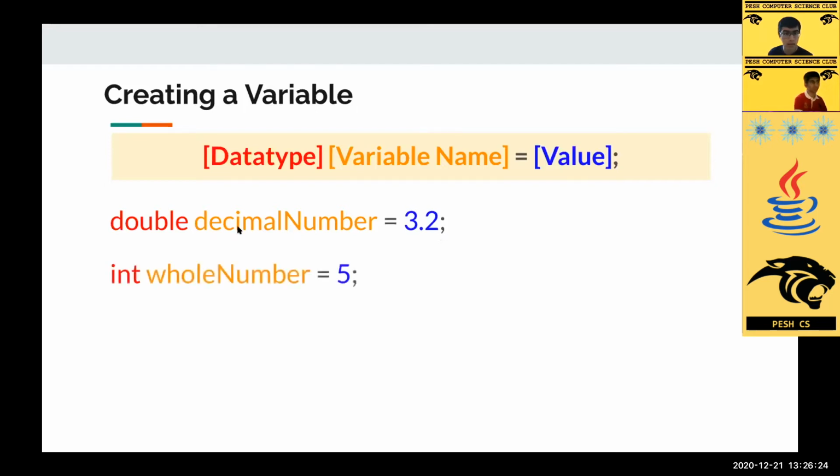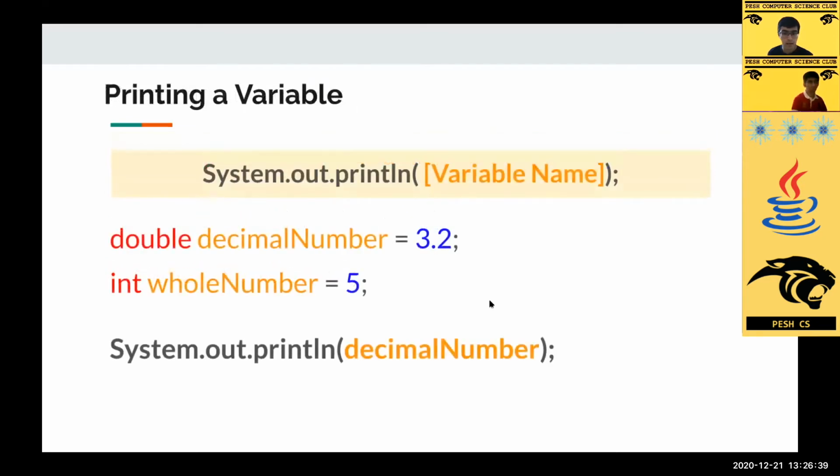Okay. And if you wanted to create an int variable, we have int, which is the data type. And this tells Java that we're going to be storing an integer inside of a variable called wholeNumber. And the value we're giving it is 5. And just like how we did with the Hello World program, we can print out variables by saying System.out.println, and inside we can put in the name of our variable. So System.out.println(decimalNumber).